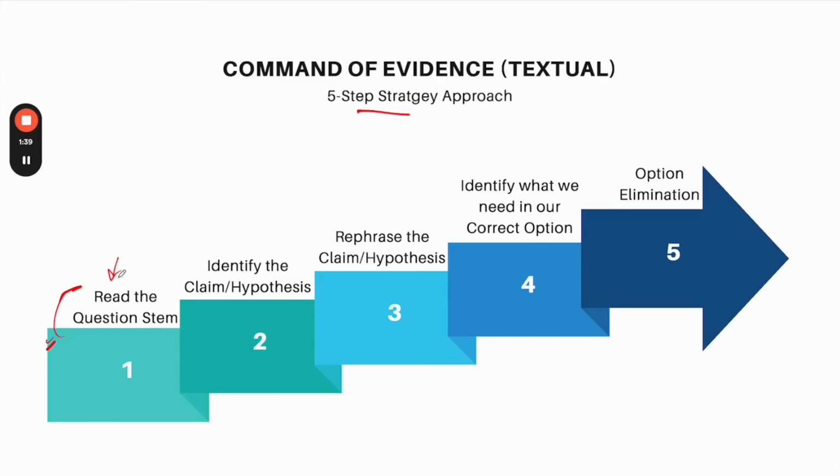The second step is identifying the claim or hypothesis. Like I said, the question stem will tell you that you need to support or weaken a certain claim or hypothesis mentioned in the text. So now that you have read the question stem, you should move to understanding what that claim or hypothesis is. Once you have identified it, you have to rephrase that claim or hypothesis in your own words. You don't want to reread the text again and again. For that reason, you will have to rephrase the claim or hypothesis in simple words which you can retain while you're reading your options and trying to eliminate them.